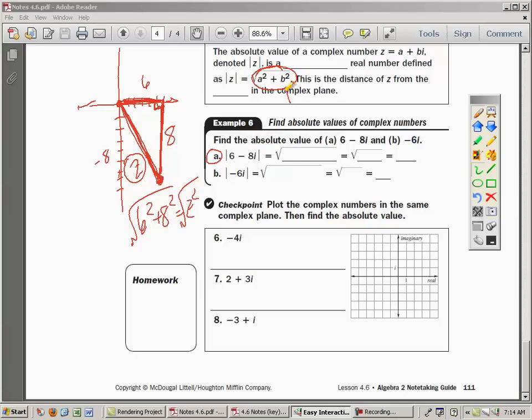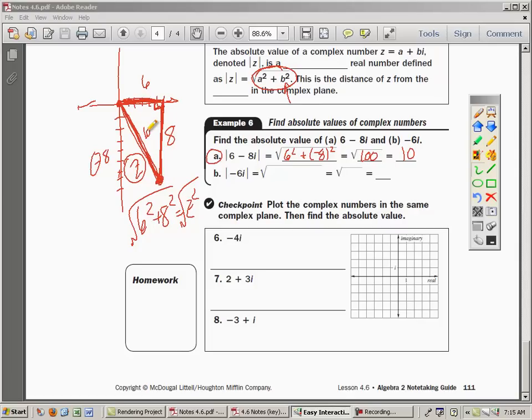Now you might think, well, what if b is negative? Well, remember, if b is negative like this here, when I square it, it becomes positive anyway, so who really cares, right? So this becomes 6 squared plus negative 8 squared. Well, 6 squared is 36, and negative 8 squared is 64. And so 36 and 64 is 100. The square root of 100 is 10. And so the distance from 0 to that point right there is 10 units. If this is 6 and this is 8, this is 10.